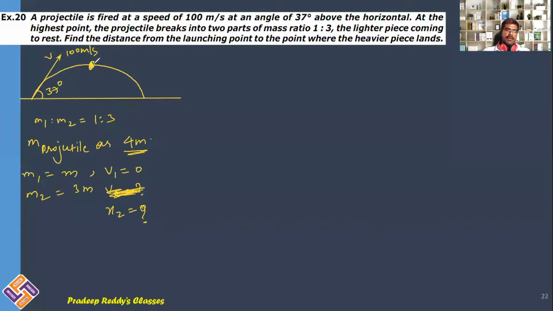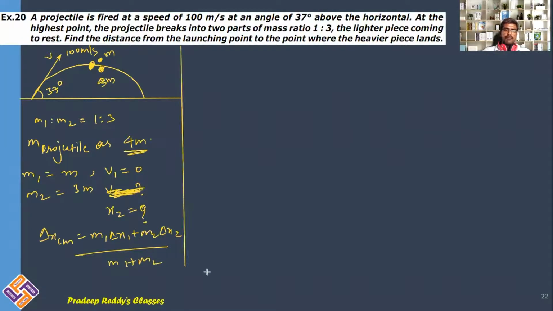So this is being broken into two parts. One part here and the other part is here. One part is m and the other part is 3m. Now we know delta xcm is equal to (m1 delta x1 plus m2 delta x2) divided by (m1 plus m2). As the breaking of the projectile is due to internal force, it does not change the center of mass path. So actually, where should the center of mass be?